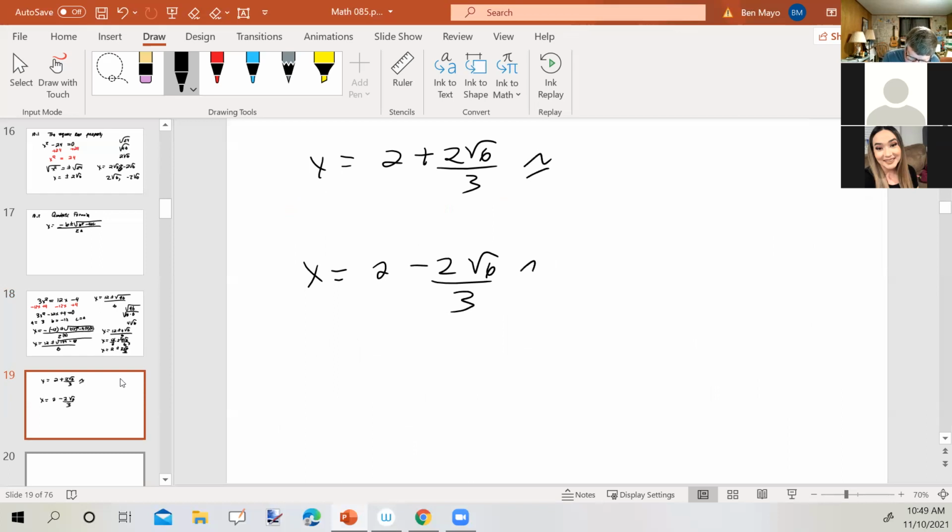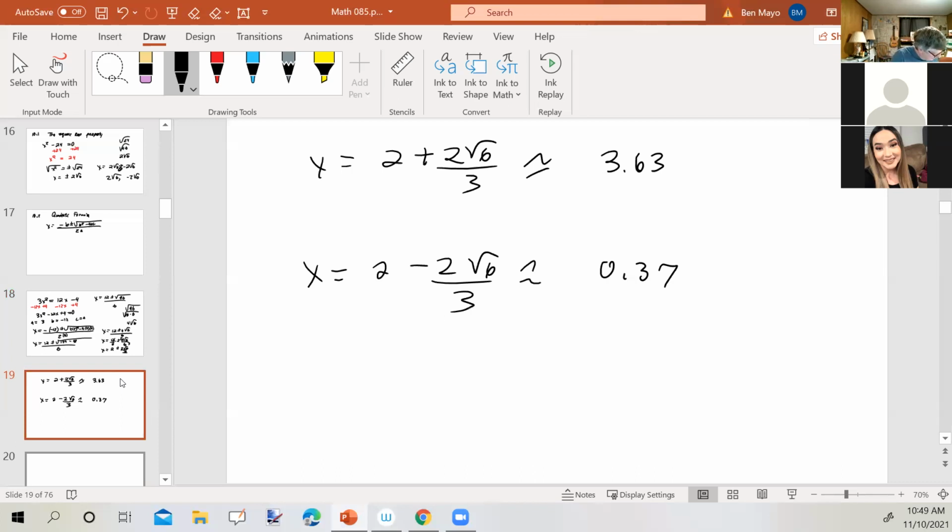Plug those into the calculator, round to the nearest 10th. You should get 3.63 and 0.37. Is there any part of that problem that you would like me to go over again or slower or with more explanation? That was just kind of a quick review of how you use the quadratic formula.